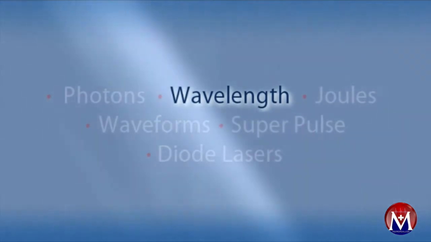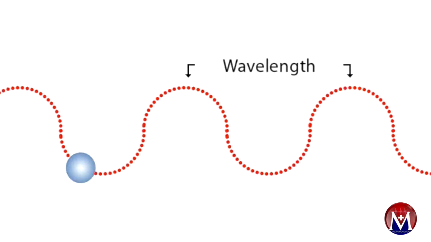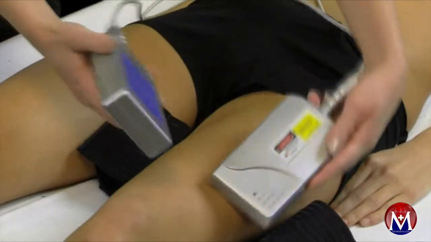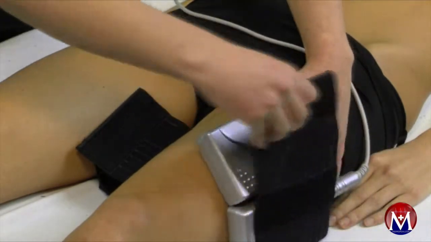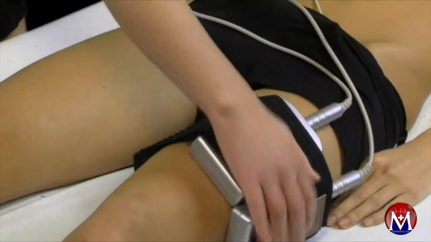Wavelength. A wavelength is the distance between repeating units of a propagating wave. Every photon has a specific wavelength. The wavelength of a laser is measured in nanometers. The LAPEX 2000 BCS has a wavelength range of between 630 and 680 nanometers. Laser light at these wavelengths is used in medicine for biostimulation. In our case, it is used to stimulate the release of fat from the adipocytes.